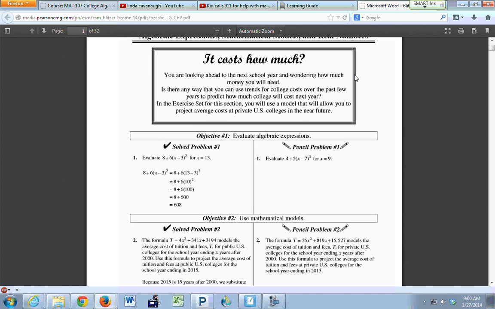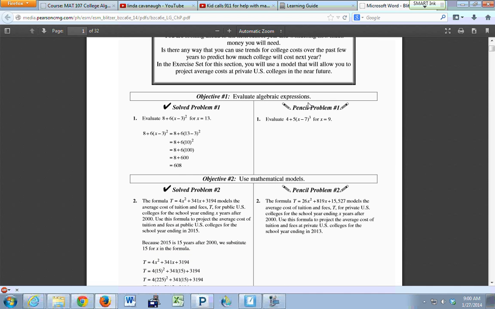But what's really nice is it takes every single objective that's taught in that section. It first sorts it out by every objective, like how to evaluate an algebraic expression. It takes a problem, shows it out, and then gives you a chance to try one.